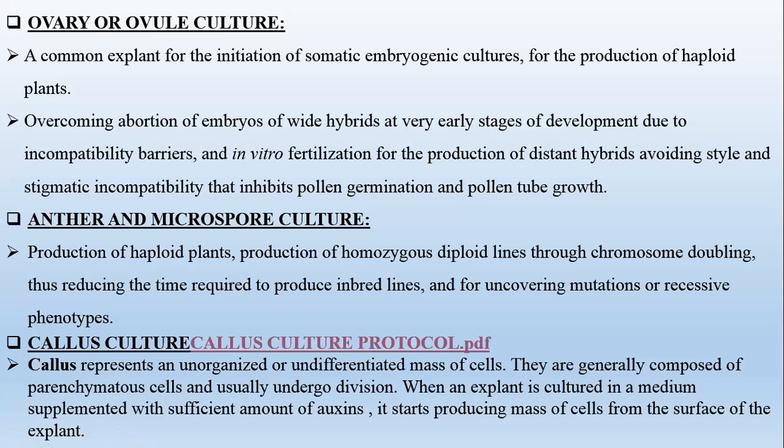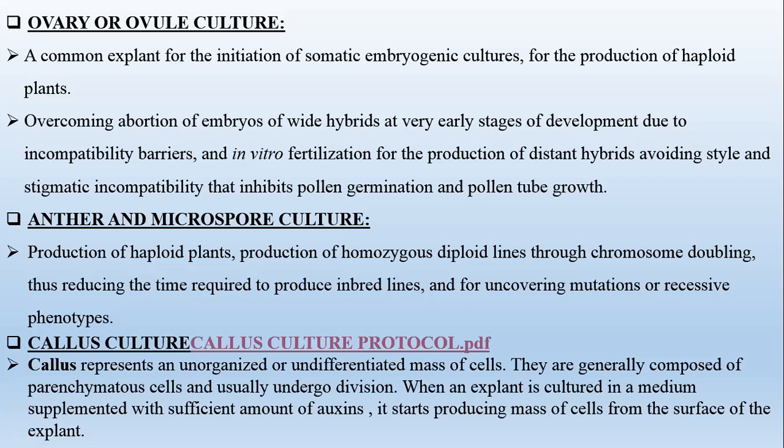Next, ovary or ovule culture. A common explant for the initiation of somatic embryogenic cultures for the production of haploid plants. Okay, now what is meant by haploid? That is also important. As we know, diploid is nothing but two sets of chromosomes. Like that, a haploid plantlet or haploid organism contains a single set of chromosomes and is called a haploid plantlet.